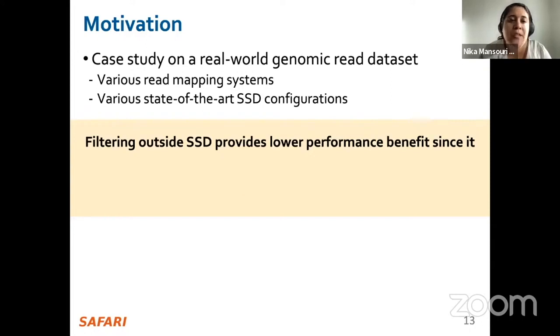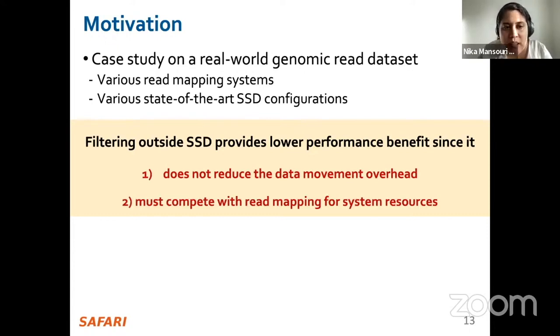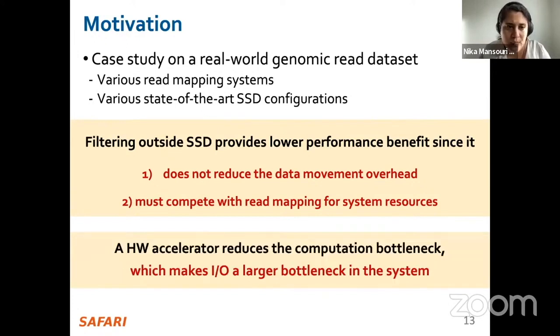Second, filtering outside the SSD provides relatively lower performance benefits since it does not reduce data movement overhead from storage, and it must compete with read mapping for system resources such as main memory bandwidth and computation resources in the host system. So a hardware accelerator reduces the computation bottleneck, which makes I/O an even larger bottleneck in the systems and emphasizes the necessity of in-storage filtering even further.